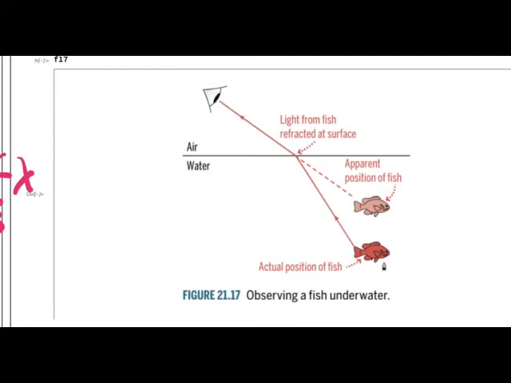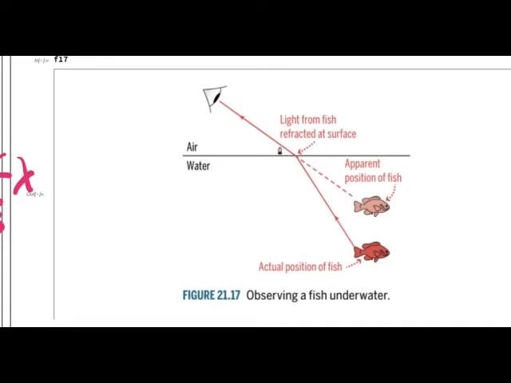But the fish won't look like it's here. The fish will look like it's here. This is the apparent position of the fish. Because the light that you see is coming from this point, but it looks like it's coming from this point.